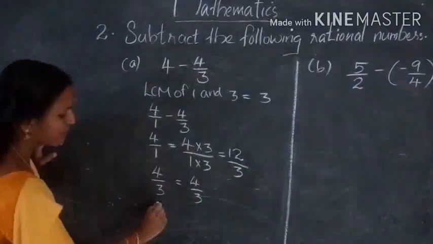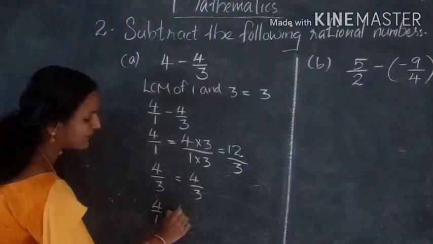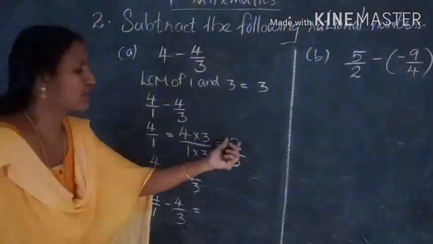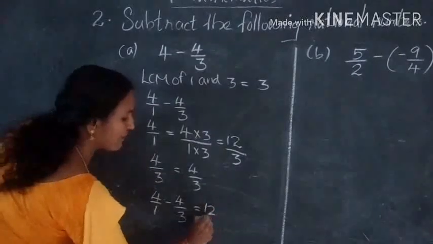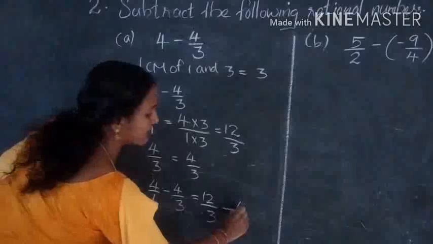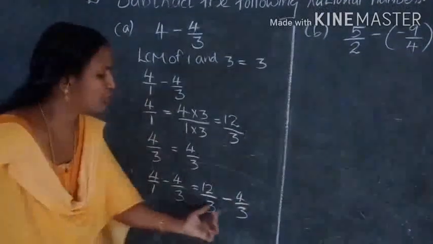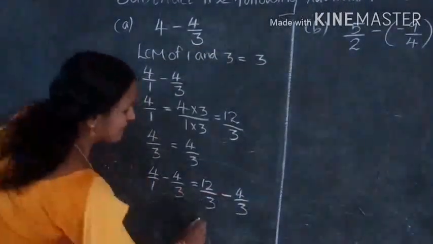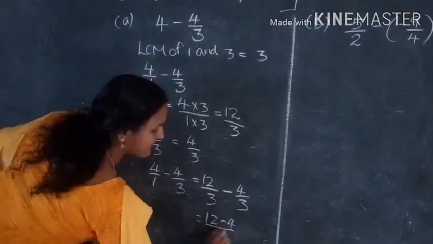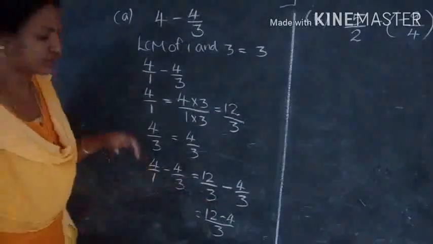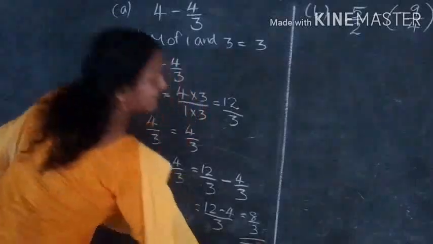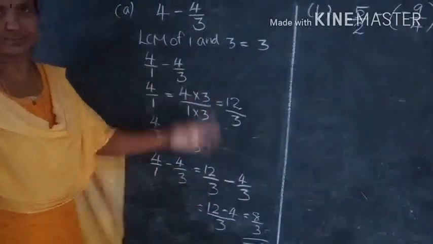Then subtracting, 4 by 1 minus 4 by 3 is equal to 4 by 1 is 12 by 3, so 12 by 3 minus 4 by 3. Here the denominators are same, so subtract the numerators: 12 minus 4 divided by 3. What is 12 minus 4? 12 minus 4 is 8. 8 by 3. The answer is 8 by 3.